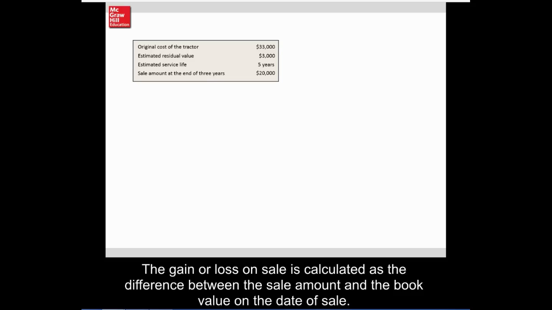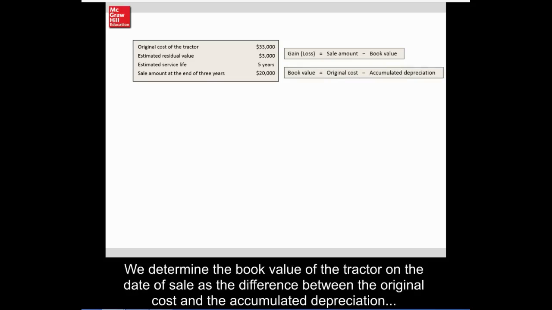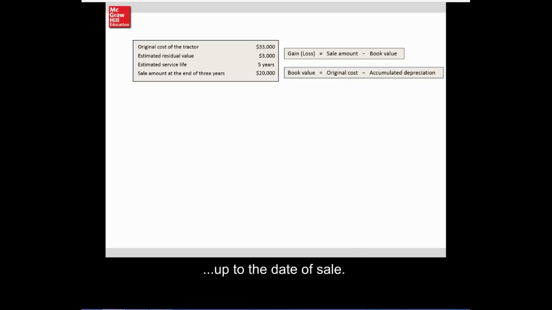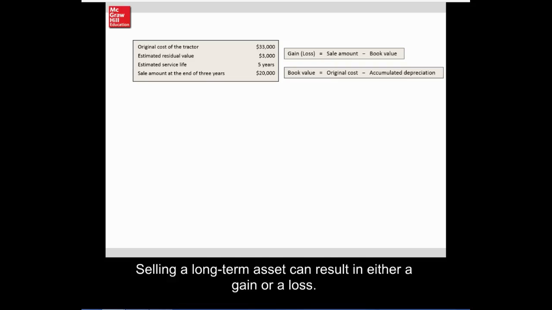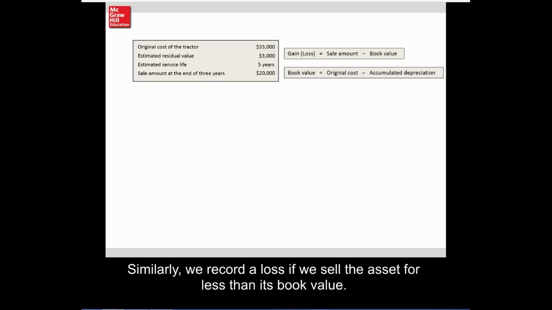The gain or loss on sale is calculated as the difference between the sale amount and the book value on the date of sale. We determine the book value of the tractor on the date of sale as the difference between the original cost and the accumulated depreciation up to the date of sale. Selling a long-term asset can result in either a gain or a loss. We record a gain if we sell the asset for more than its book value. Similarly, we record a loss if we sell the asset for less than its book value.